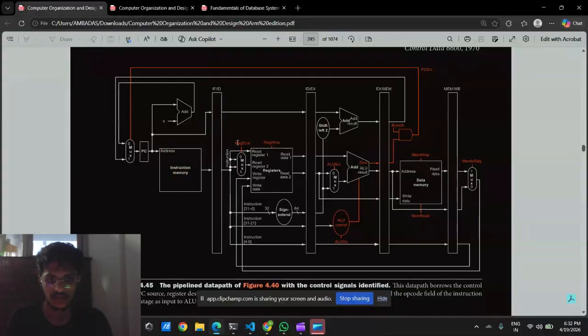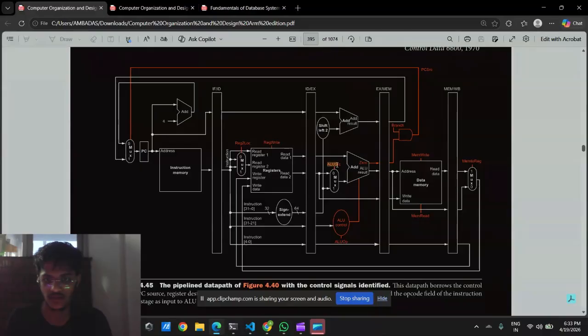Then we have this register block, which is used to switch between, if we have an R type instruction, or else we have a load store instruction, or we have a branch instruction. So this is for that reason. This is register write, which tells this register block whether to read the register data or to write. I think that's clear to you guys.